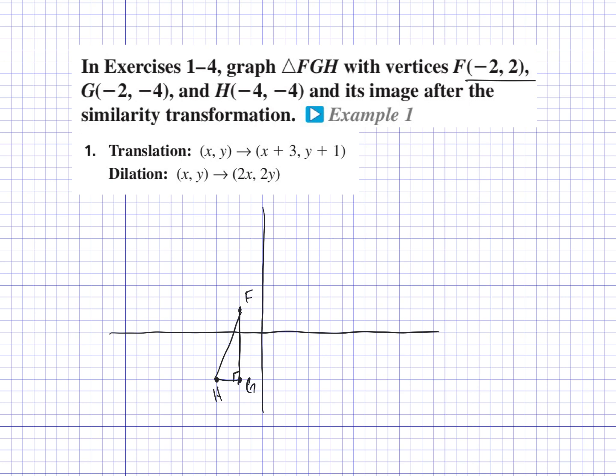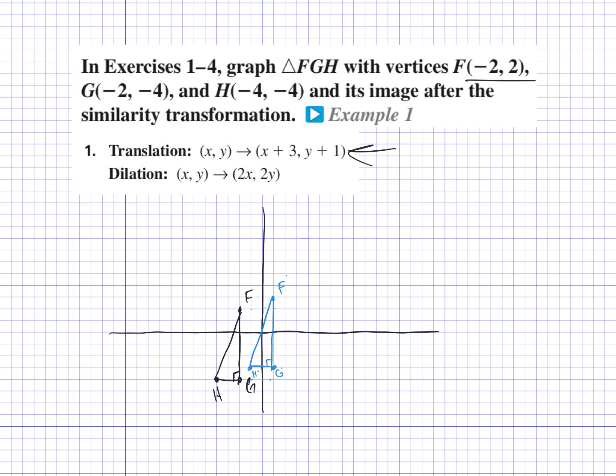So now, what are we doing to it? Let's do the first thing here. So we'll do this one in blue. We're going to go to the right 3 and up 1. So 1, 2, 3, up 1. That's G prime. 1, 2, 3, up 1. That's H prime. And F is over 3, 1, 2, 3, and up 1. So that's F prime.